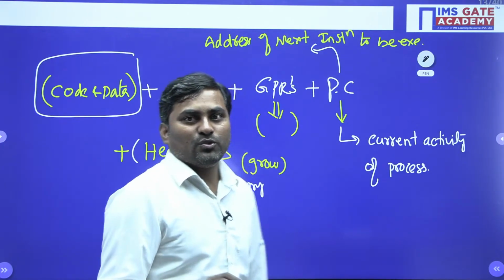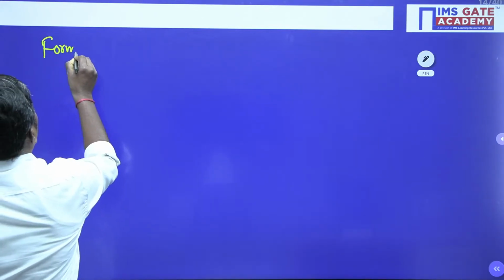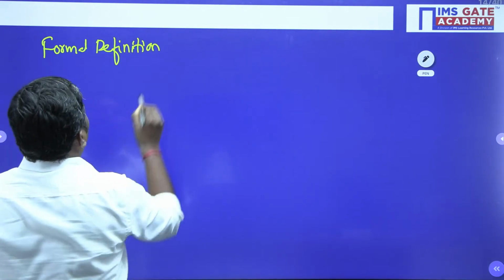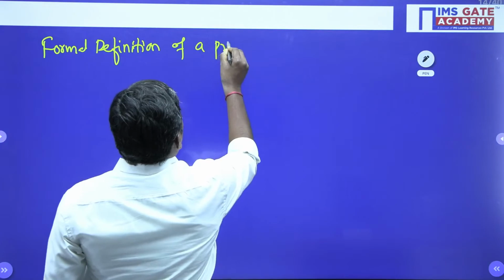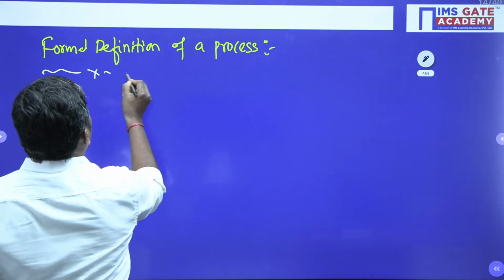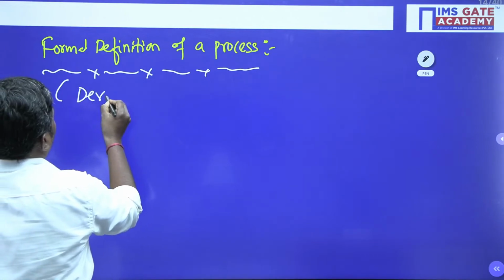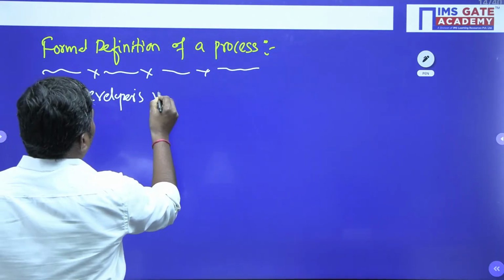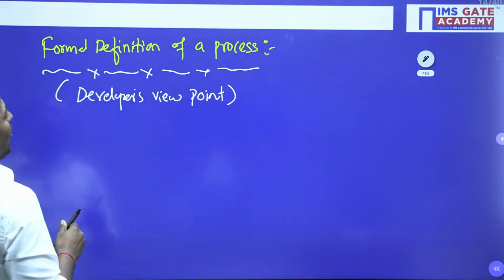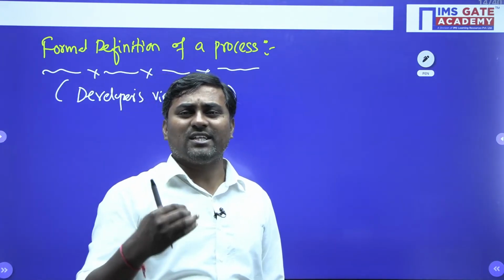Chalo. So now, let us talk about a formal definition, or technical definition, of a process. Whatever we analyzed so far was all the user viewpoint. So let us observe the developer viewpoint. Process means how the operating system designer visualizes or thinks about a process.